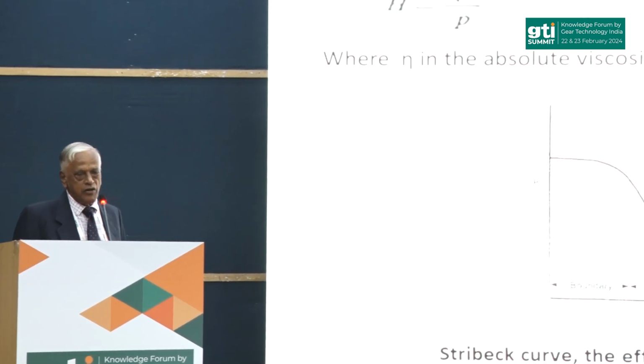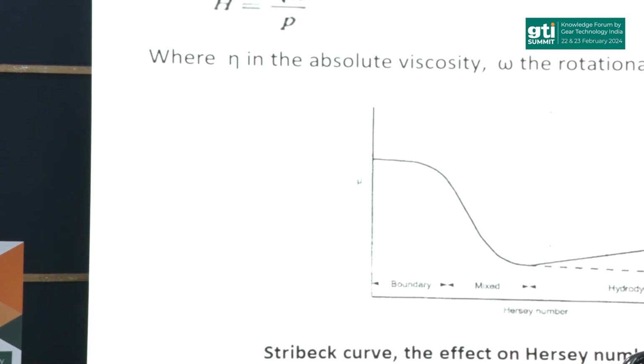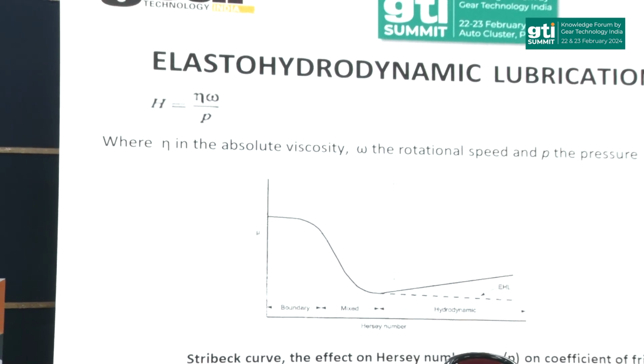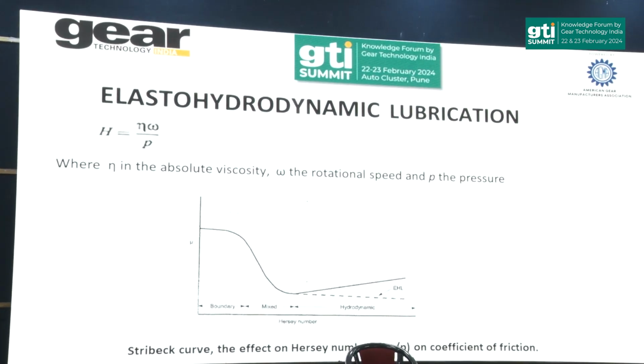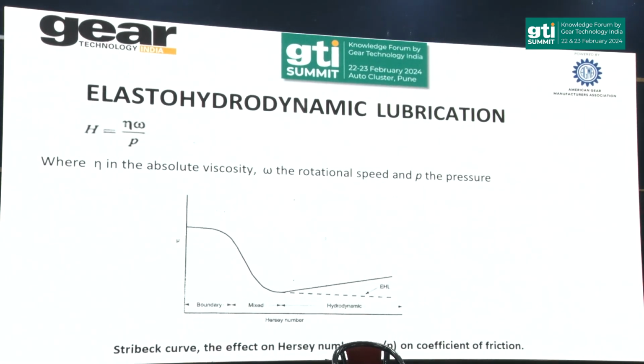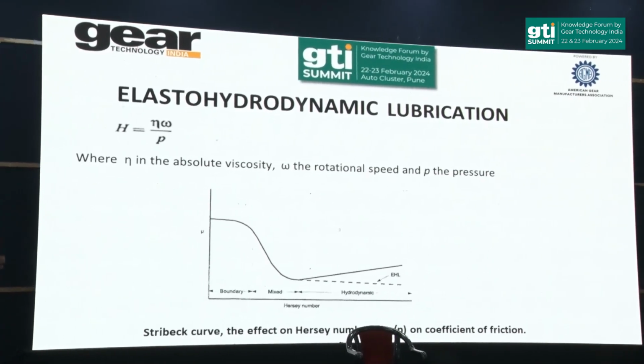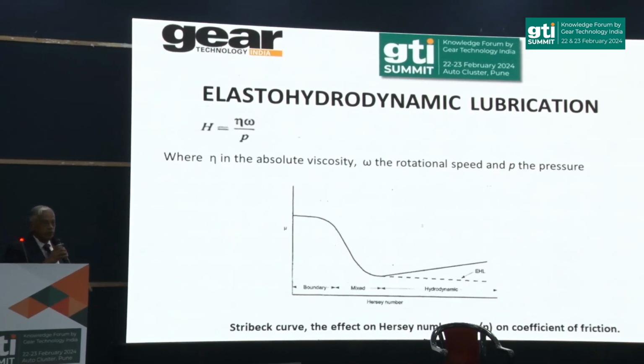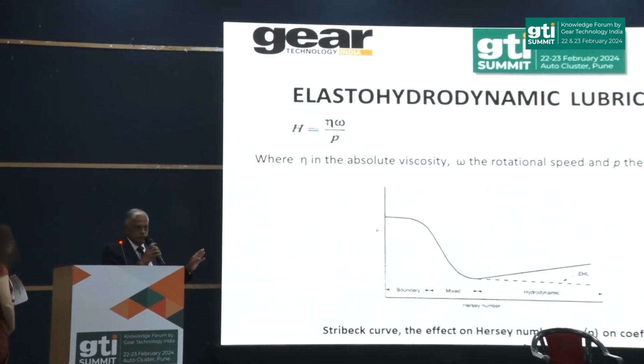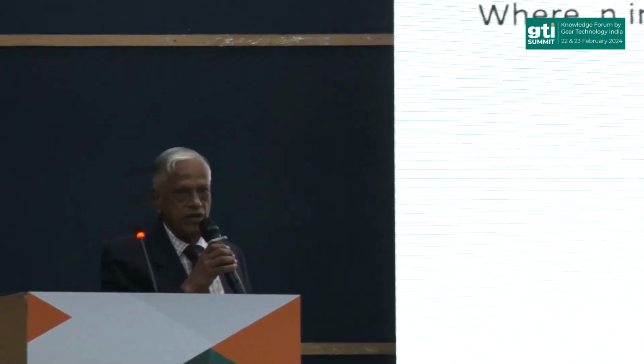This is what we call the Stribeck curve. Many of you would know this. It's a fundamental combination of certain properties in lubricated tooth flanks, where H is N omega by P. One is the viscosity, the other is the angular rotational speed, and P is the pressure. So we are putting the friction as a parameter on the y-axis with respect to what we know as the Hersey number. We have three regimes: boundary lubrication, mixed lubrication, and elasto-hydrodynamic lubrication.